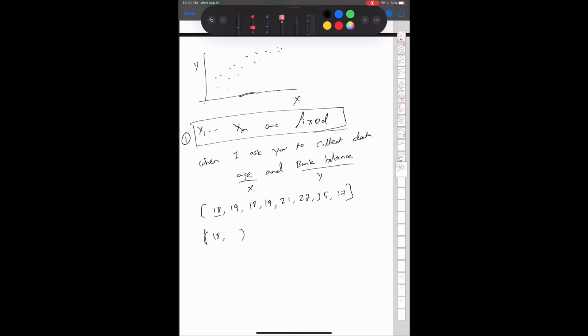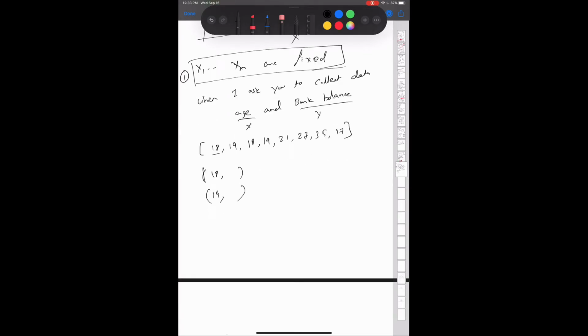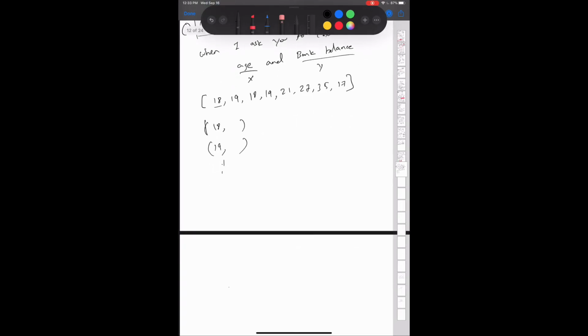That's the first data point. Next, find a 19-year-old, collect their bank balance, and then go to another 18-year-old and collect their bank balance, and so forth, and go to the 17-year-old and collect the bank balance. So what has happened now is that these are fixed. Okay, so that's what you did.